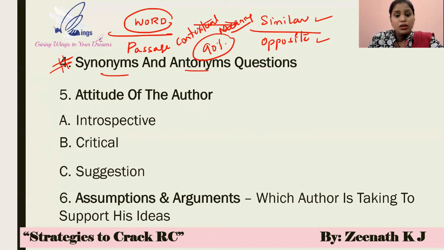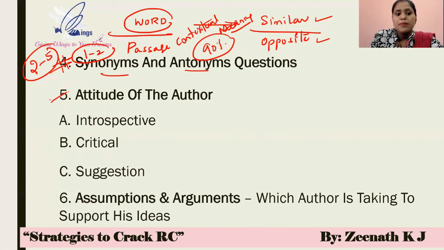However, it's very easy to answer, and I should tell you, minimum 2, maximum 5 questions on synonyms and antonyms you can expect in RC, especially in CAT, GRE, GMAT. In company specific question papers, I can vouch for this: minimum 1, maximum 2. So it's very easy to score 2 marks out of 5 or 6 marks in a passage.